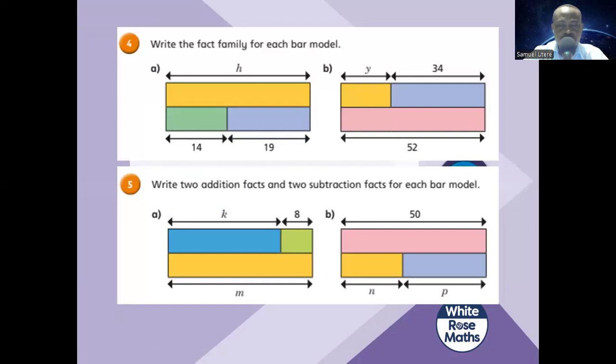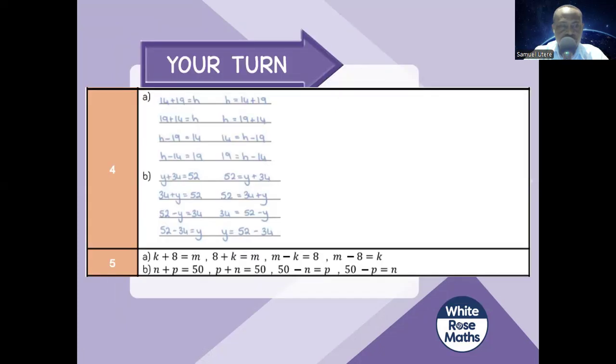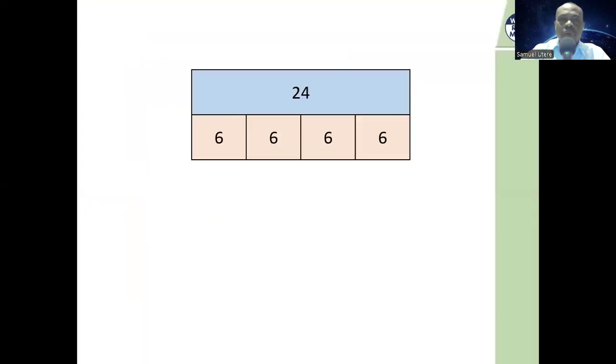So question 5, you were asked to write 2 addition facts and 2 subtraction facts for each bar model. And here they are. Right. What about this calculation?